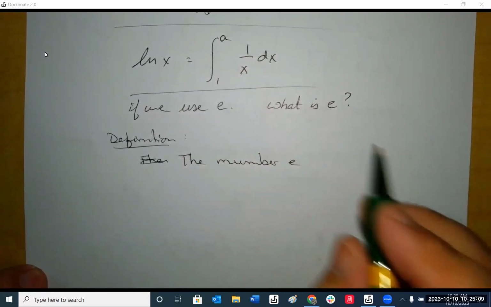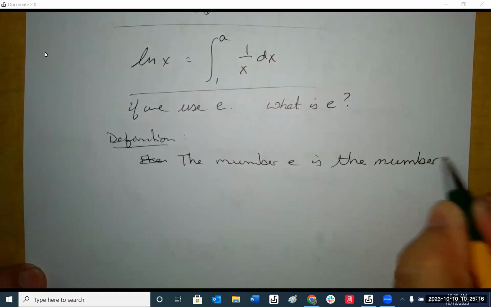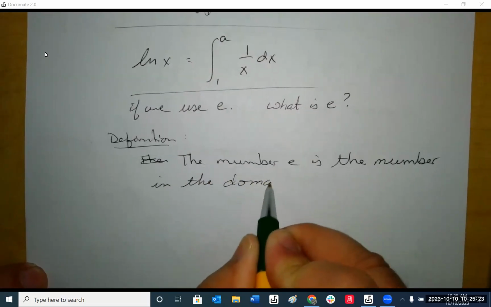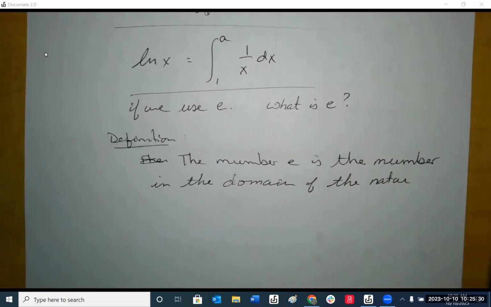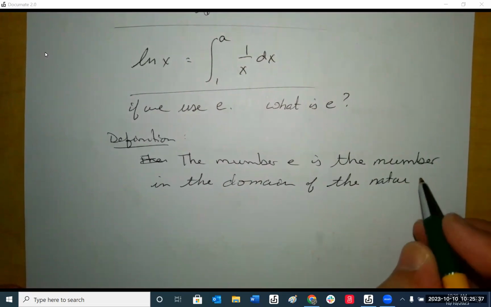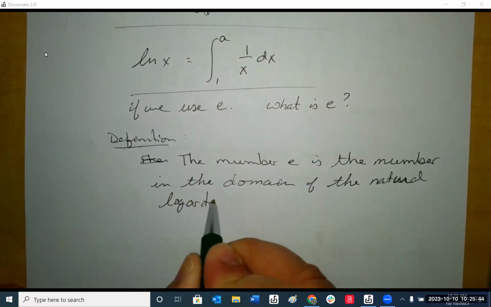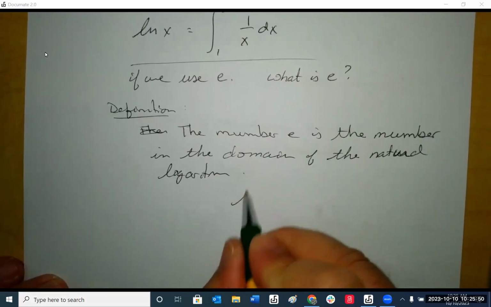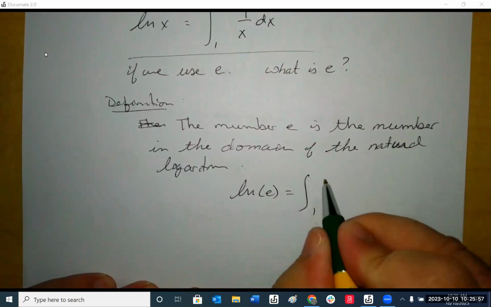The number e is a number in the domain of the natural logarithm, ln e from 1 to e.